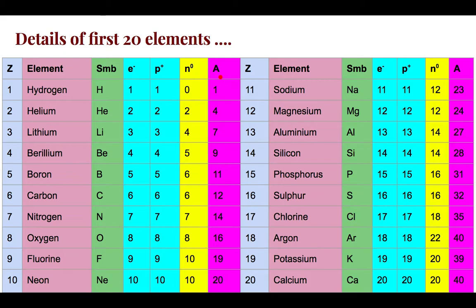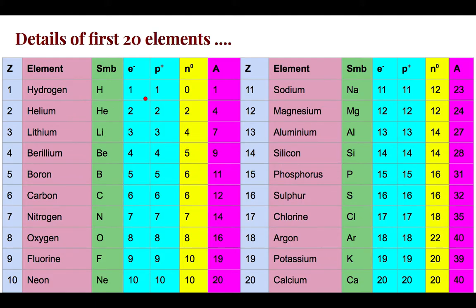In this way, let's check the details of the first 20 elements. Atomic number 1 is hydrogen, so the symbol of hydrogen is capital H. Since the atomic number is 1, the electron and proton number is 1, and here the neutron number is 0. You can find atomic mass by adding proton and neutron, so here 1 plus 0 is 1. If you go on doing it, you can find the details of the first 20 elements in this way.